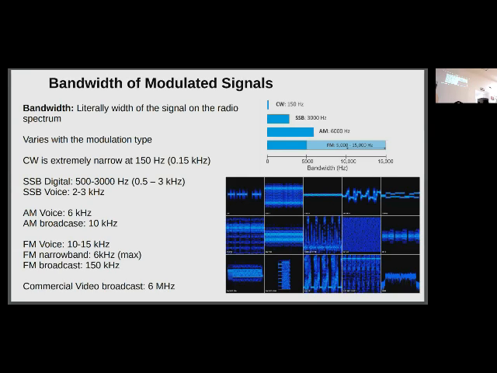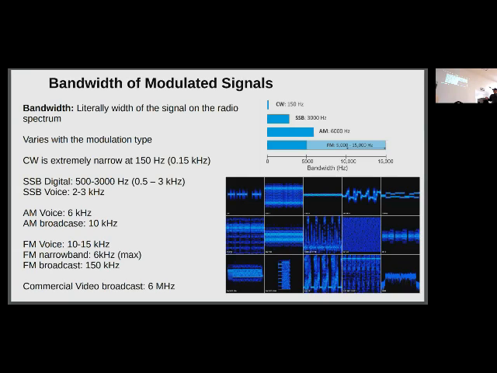CW is really, really narrow, okay? So right here, here's CW. So this is bandwidth down here, okay? CW, about 150 hertz, right? Really, really narrow, right? Single sideband, now voice, 2 to 3 kilohertz. So that's that one little half, right?